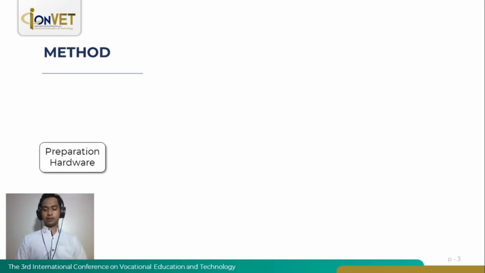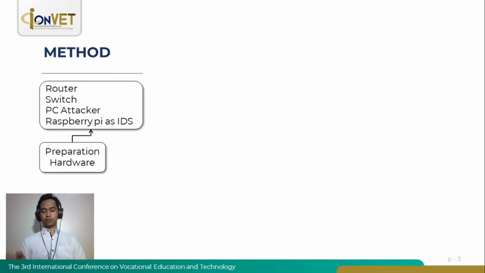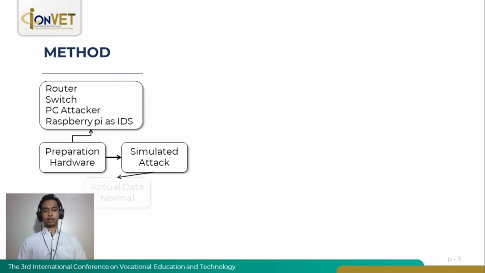And then first I will do the preparation of hardware. Because I will simulate the attack, I start with the hardware preparation, which has a router, switch, PC attacker, and Raspberry Pi as IDS. And then we will go to the simulated attack, which has actual data and anomaly data.